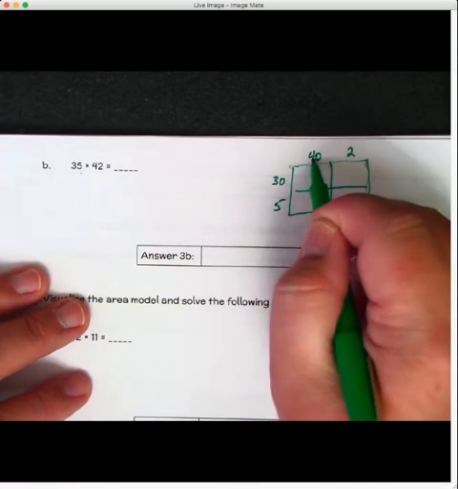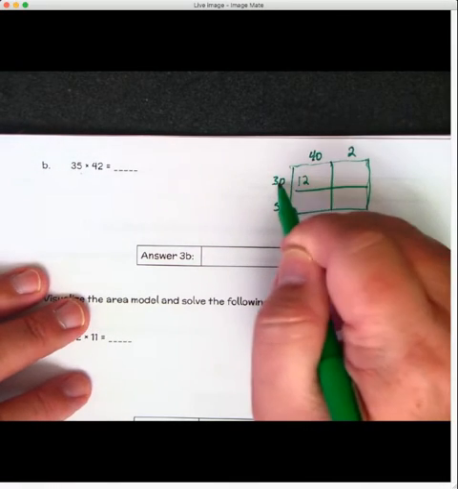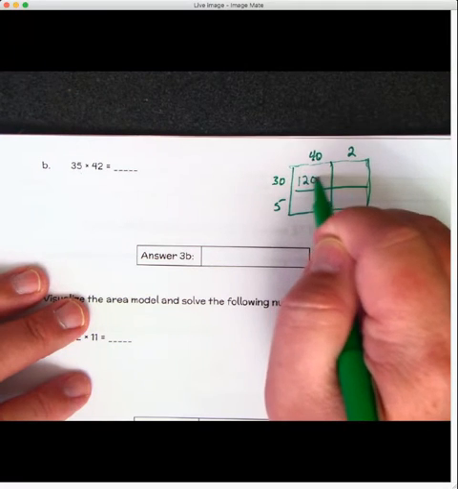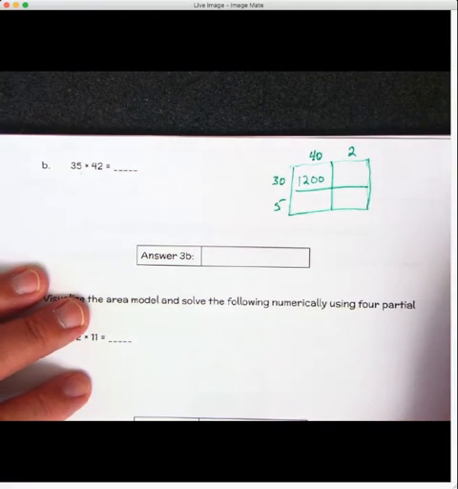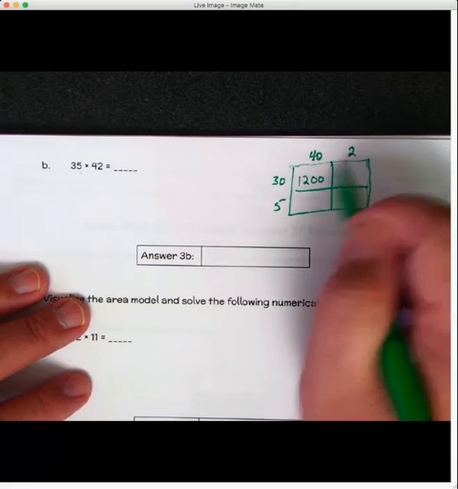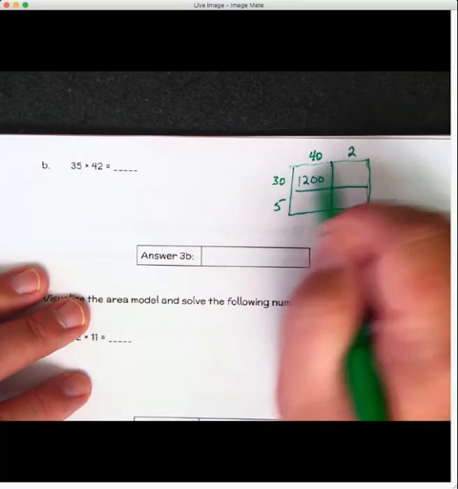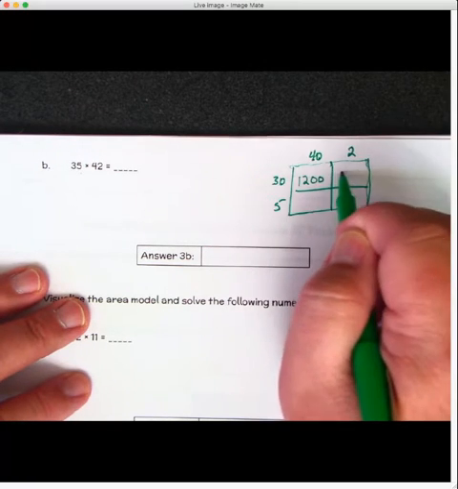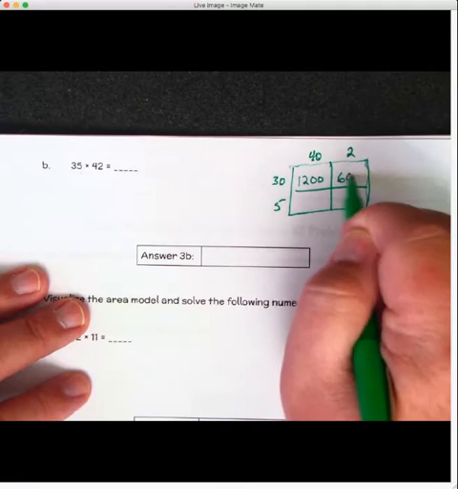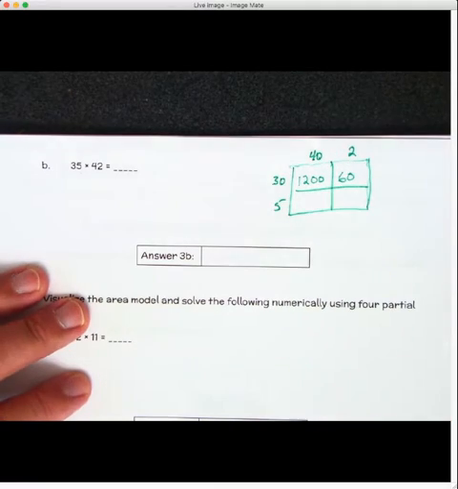3 times 4 is 12. Then we're going to add 2 zeros. So that's a big area right there, 1,200. 30 times 2, well, that's the same thing as 2 times 30. 2 times 3 is 6. 2 times 0 is 0. If you have 2 30s, you've got 60, don't you?